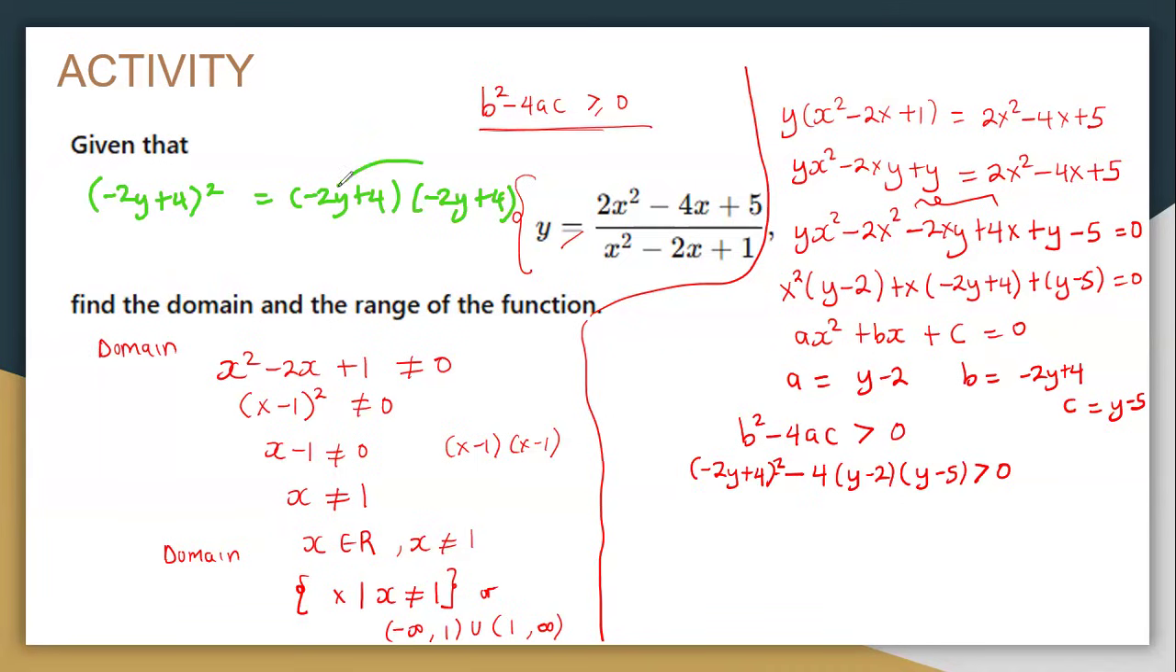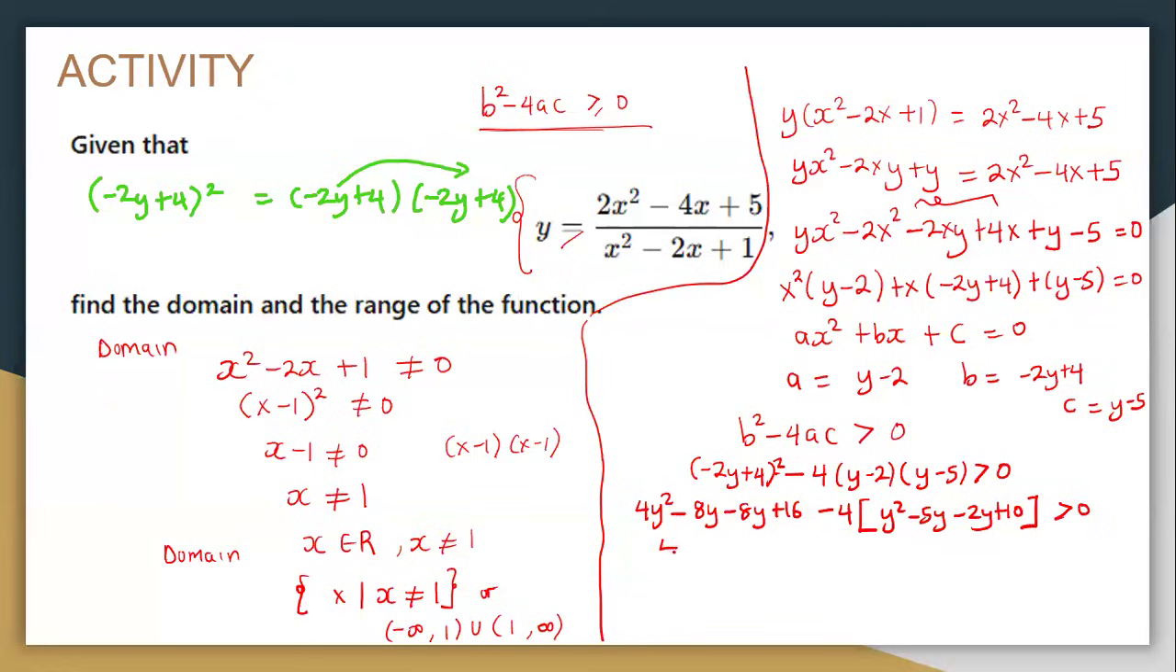So those, you open your brackets manually, but allow me that I go directly. I open here, I'll end up with 4y squared minus 4 times 2 is 8y, minus 8y, then plus 16. Then minus 4, I'm going to first open up the two brackets. I'll have y squared minus 5y minus 2y plus 10 is greater than 0.